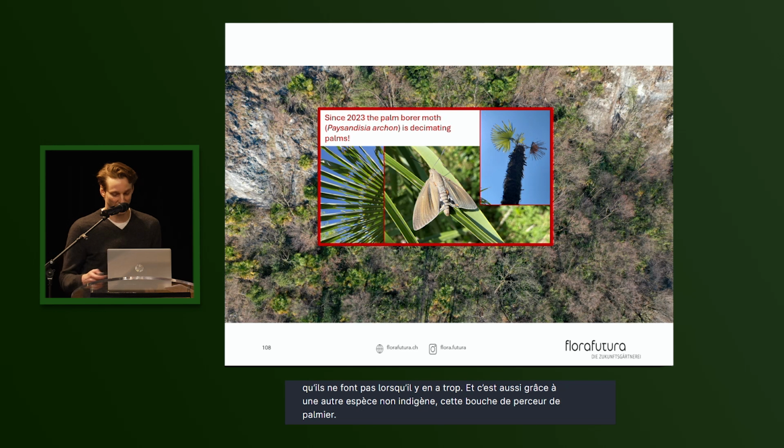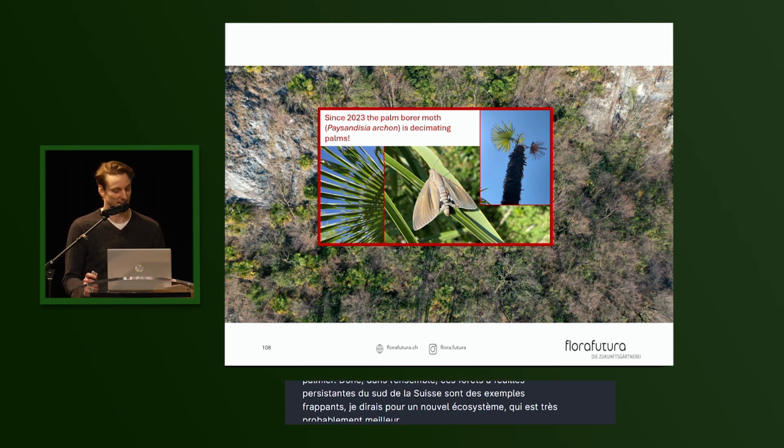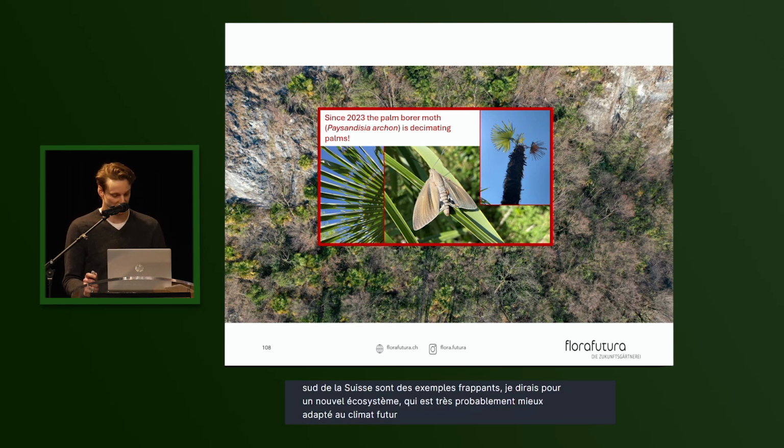So overall, these evergreen forests in southern Switzerland are a striking example, I would say, of a novel ecosystem, one that is very likely better adapted to future climate conditions and thus making the forests there more resilient.